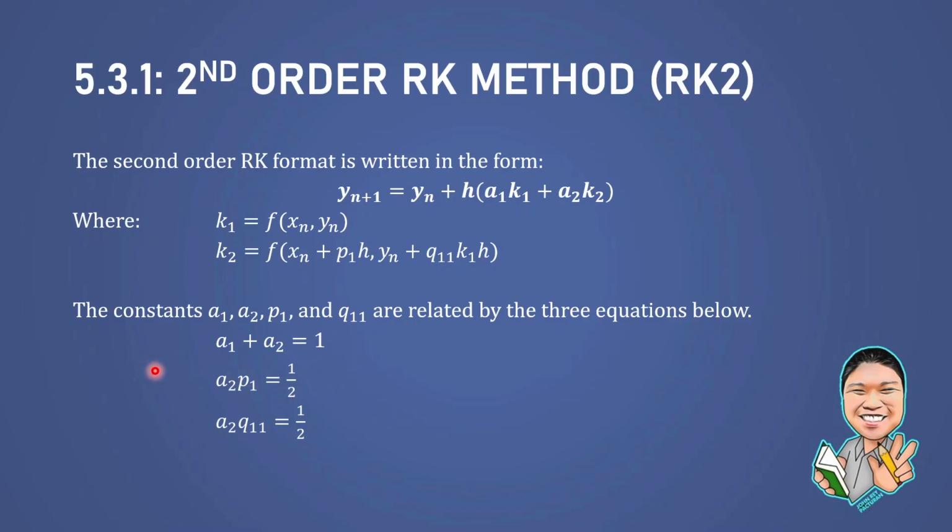According doon, dapat daw yung a1 plus a2 ay equal sa 1. At the same time, yung a2 multiplied by p1 is equal to 1 half, and yung a2 multiplied by q11 is equal to 1 half. Ang problema kasi dito, class, no? Meron kang apat na unknown, pero tatlong equation lang. So, in other words, hindi mo kayang masolve yan dahil insufficient yung number of equations.